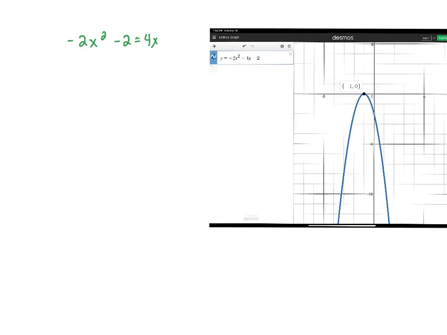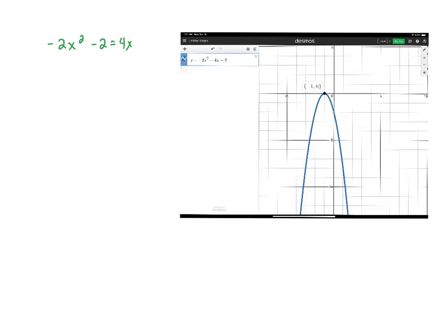For example, this equation right here, example 2, it does not equal 0. So what you do is you just do a little manipulation. We're going to subtract the 4x. We're going to put it into standard form, 2x squared minus 4x minus 2. Now it equals 0. And we graph its related equation, which looks like that. And you can see I have it graphed right here.